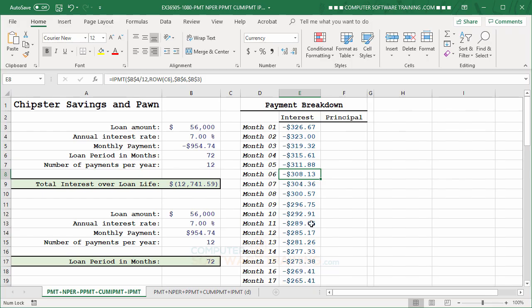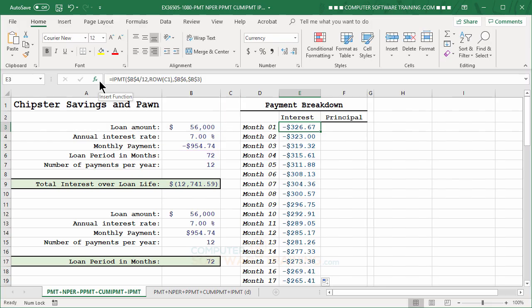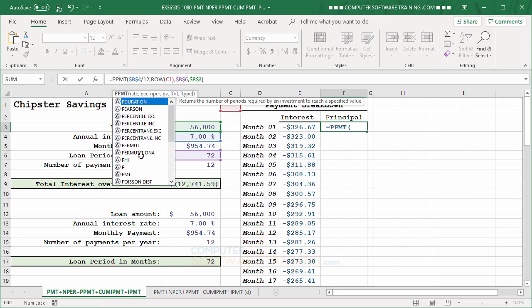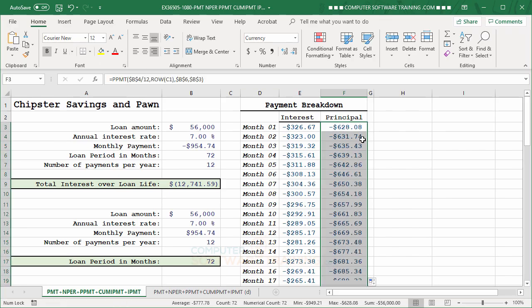Well, anyway, now the only difference between figuring out your interest and figuring out the principal is that we're using the I payment for the interest, and we're using the P payment for the principal. So all we really have to do here is we'll copy the I payment. So I'm just going to select it up there, hit Control C, hit my escape, go to the principal area here, Control V, that'll paste it, right? And then I'll change that from an I to a P, all right?